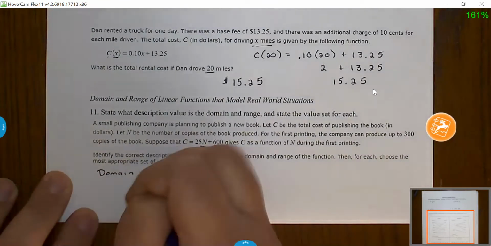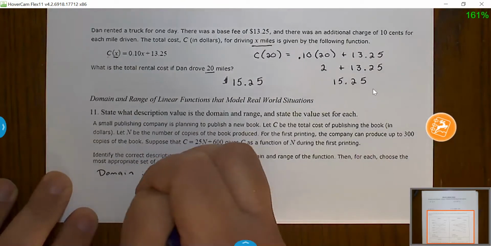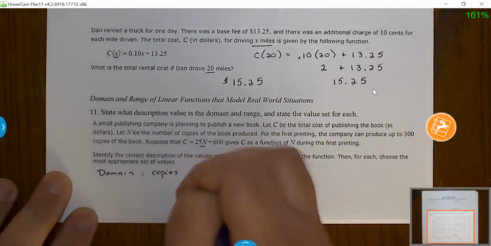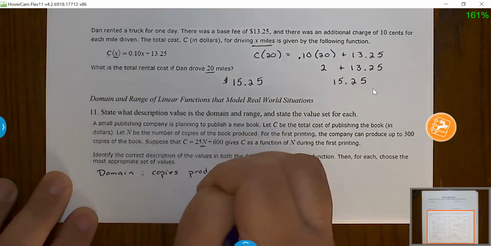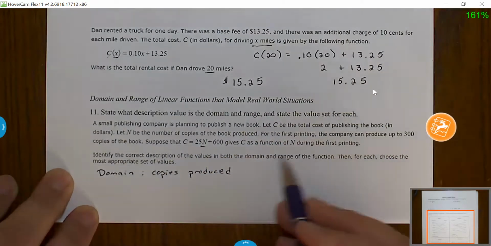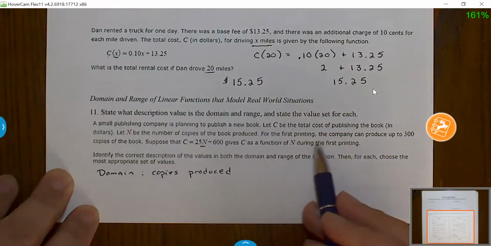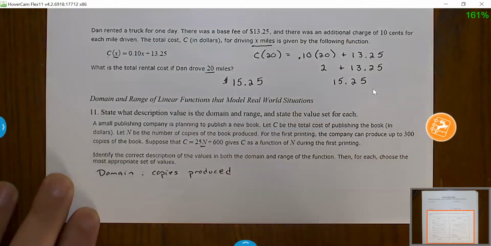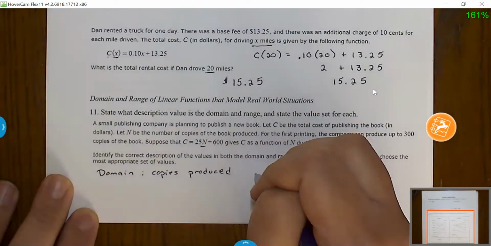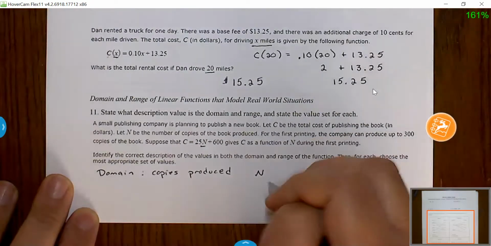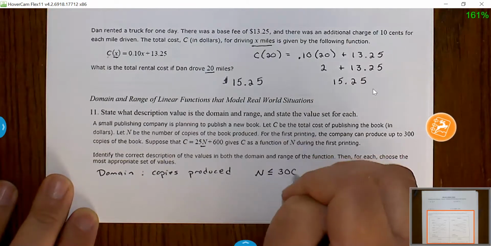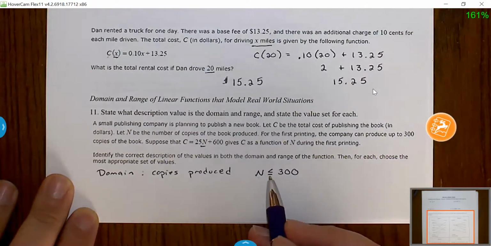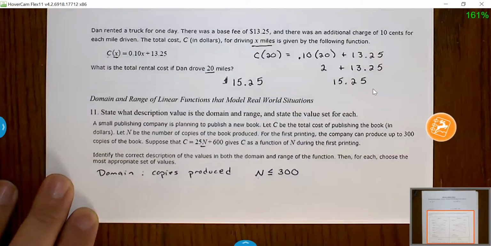So domain would be copies produced. Now, we were told that the printing company can produce up to 300 copies of the book. So that means the most that we can print is 300 copies of the book. So our domain would say that N has to be less than or equal to 300. So the number of copies has to be less than or equal to 300.